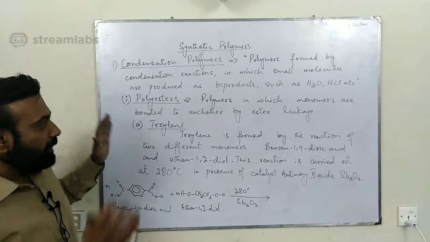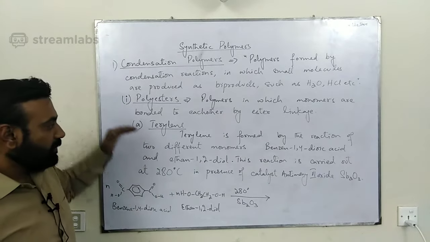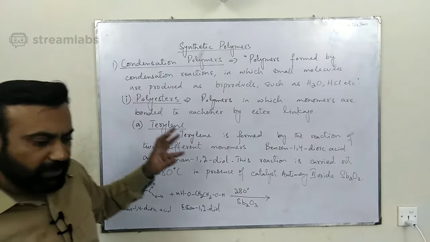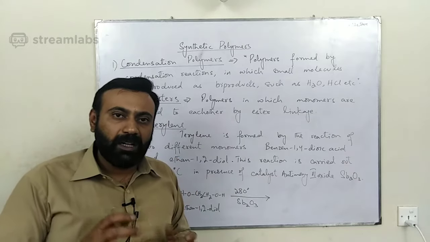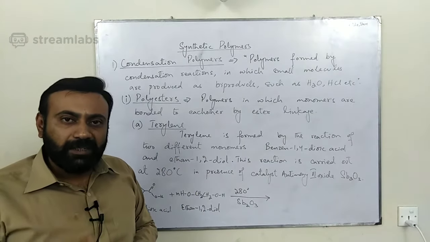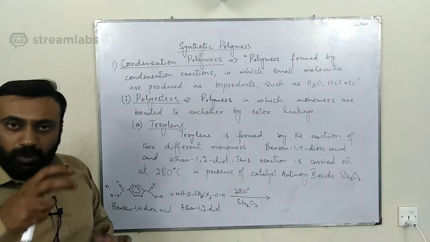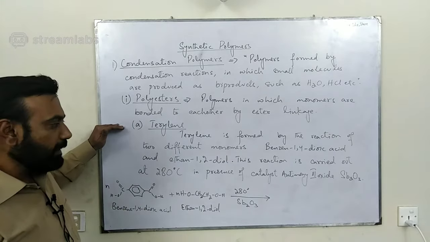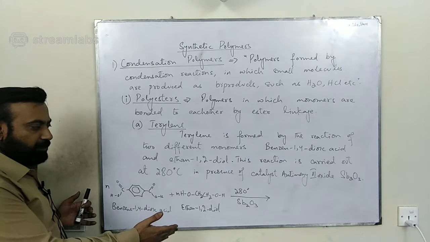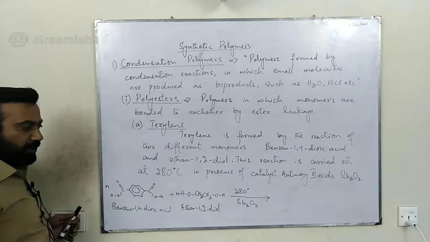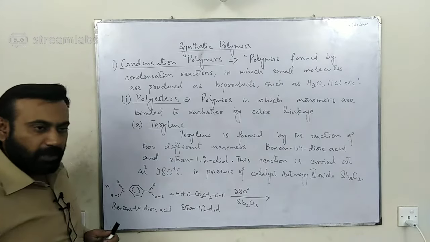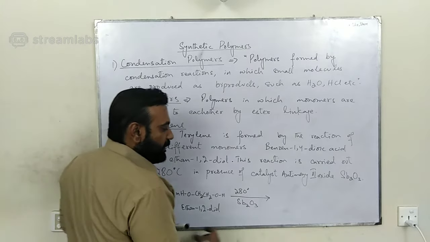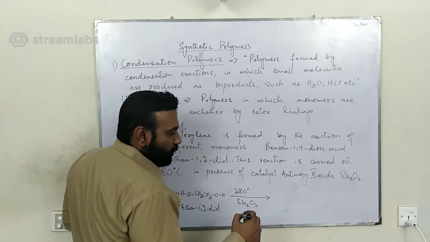Now we are currently studying polyesters. One of the polyesters is terylene. What are polyesters? Polyesters are those polymers in which monomers are combined to each other with ester linkage. The ester linkage holds the monomers together in the polymer chain. So terylene is formed by the combination of two different types of monomers. One of them is benzene 1,4-dioic acid, the other one is ethane 1,2-diol, and the reaction proceeds at 280 degrees C, and the catalyst is antimony 3 oxide, Sb2O3.